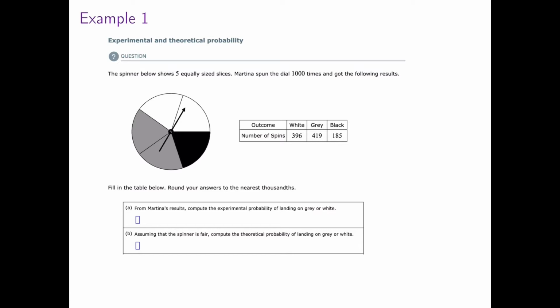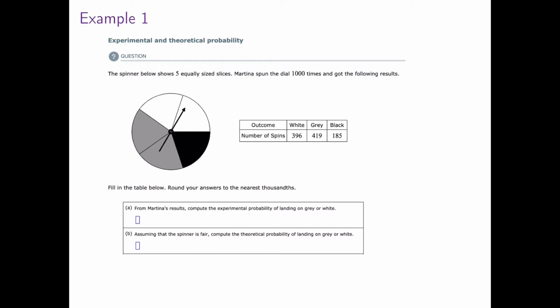So we can see what would happen in this situation. This little spinner, remember like playing board games when you were little, you would spin this around and see where it lands. So for right now, it's landed on white. But Martina did this experiment 1,000 times, and these are her results. So let's fill in the table below about the experimental and the theoretical probability.